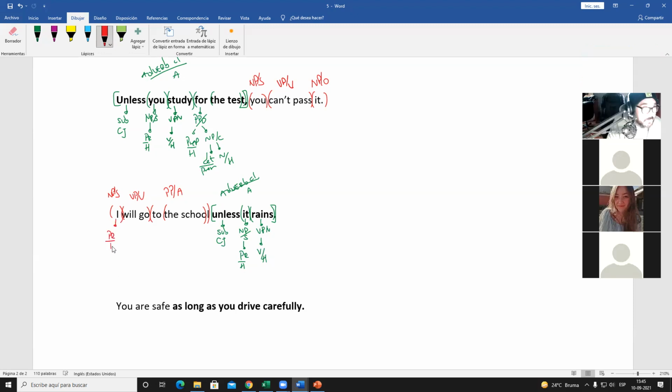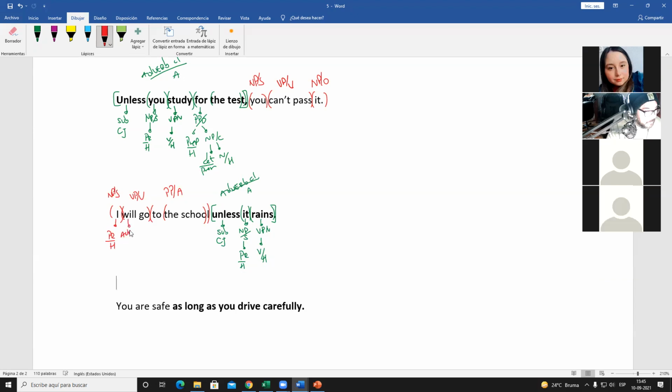Flavia, dígame. Profe, tenía una duda de que el adverb clause es el que se puede cambiar y se entiende igual la oración. Las adverb clauses son las que se mueven adelante o atrás y se entiende igual. Y los adjective clause son los que no se pueden mover. Son las que están adentro de las noun phrases. Ah, ya. Gracias. Yeah. Okay.